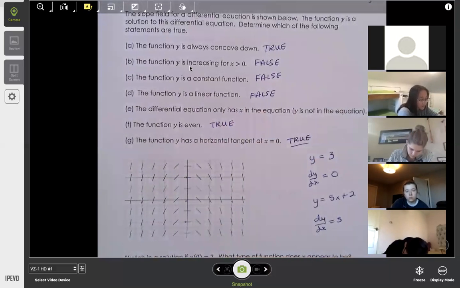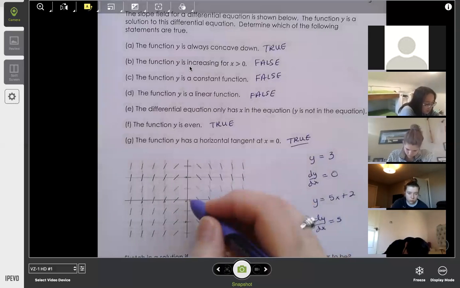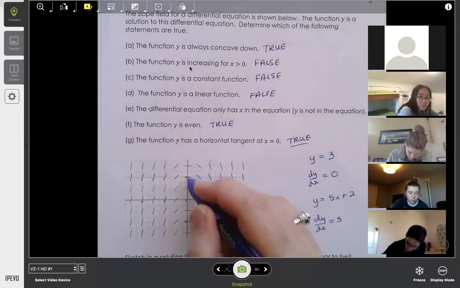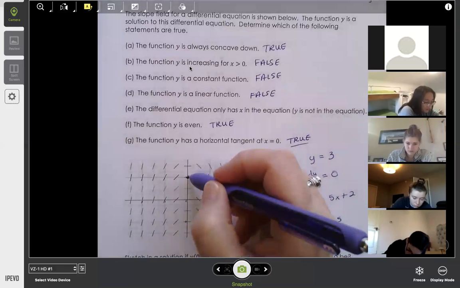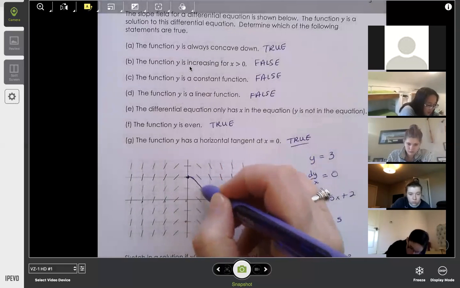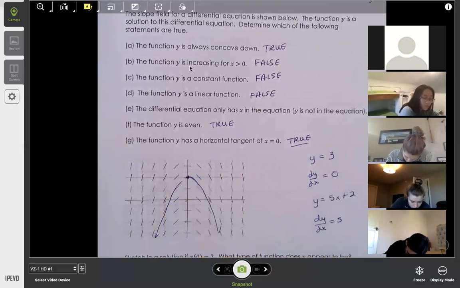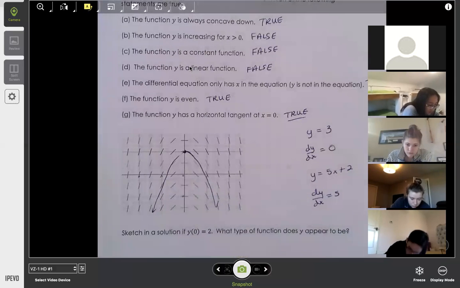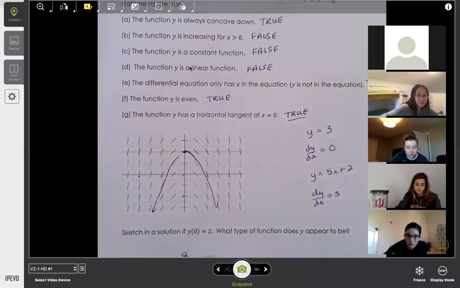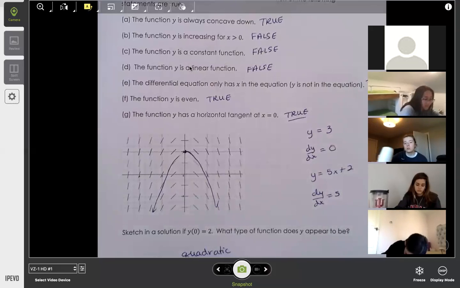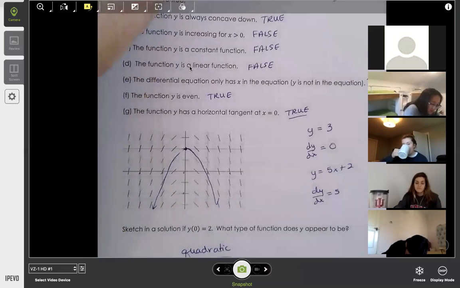All right, sketch in a solution if y of 0 is 2. So I plot the point 0, 2, which is right here. And following the guidelines of these slopes, it looks something like that. So what type of function does y appear to be? One of our favorites, guys. Everybody at once. What is it? Exponential. X squared, negative x squared. A quadratic of some form. Exactly. A parabola. Okay.